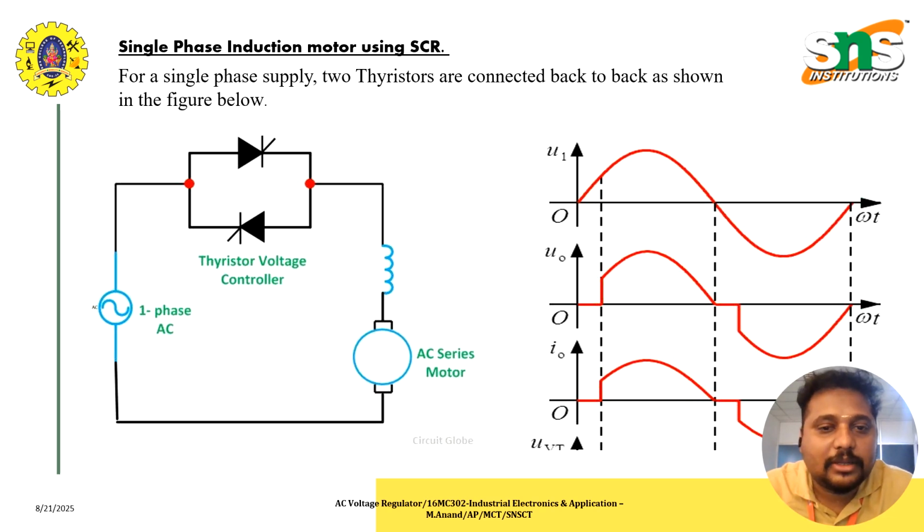This is a basic circuit diagram for speed control of a single phase induction motor using SCR. For a single phase supply, two thyristors are connected back to back, that is anti-parallel, as shown in the figure. The positive waveform is controlled by SCR1, and the negative waveform is controlled by SCR2. This is the basic construction and output principle of thyristor based speed control of a motor using the voltage control technique.